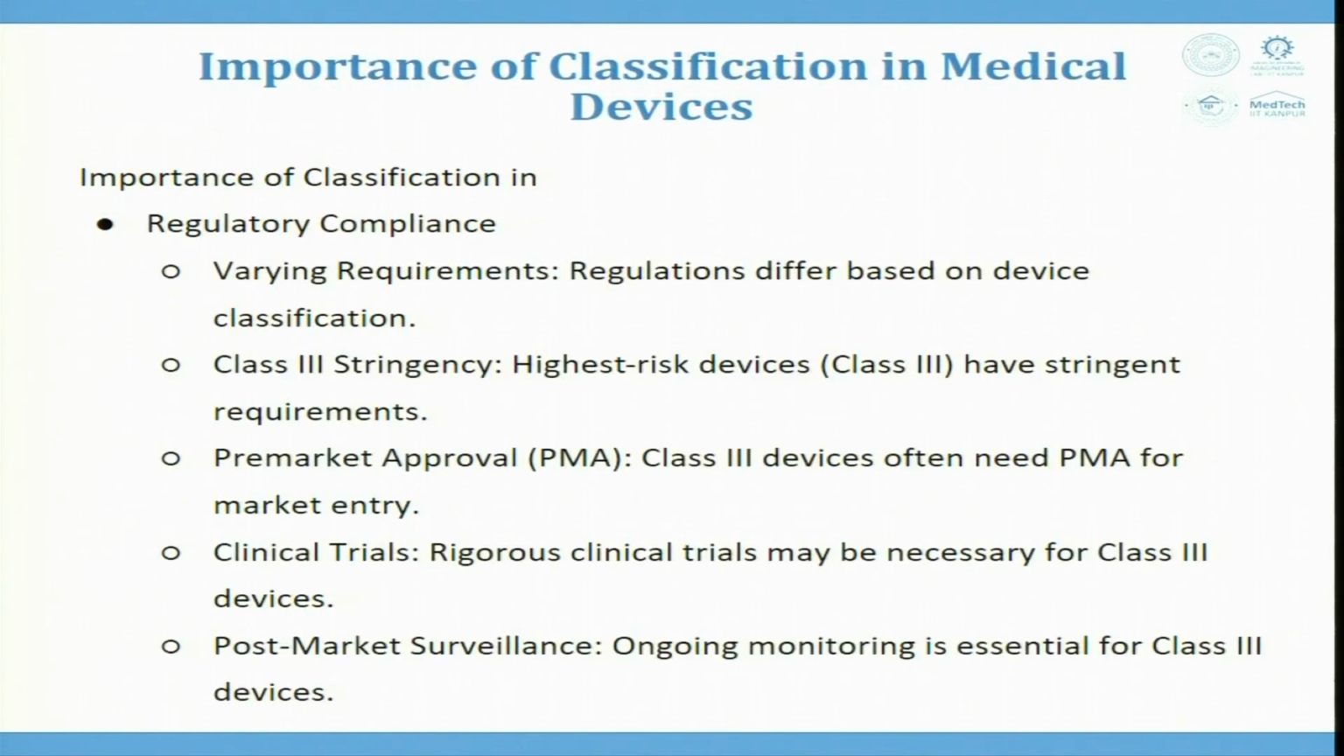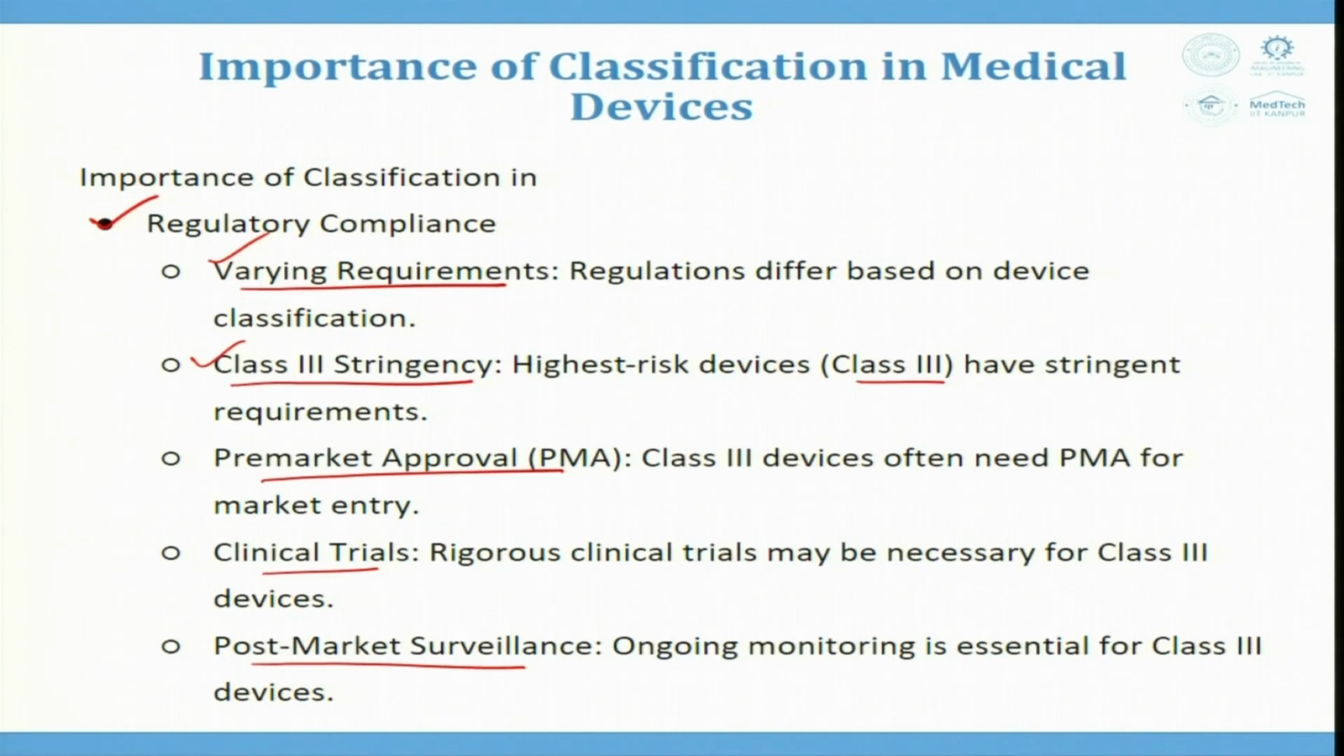Now, the importance of classification is in regulatory compliance, that is, varying requirements are there, and class 3 stringency is more important to be taken care of when we talk about medical devices in the US. Pre-market approval, that is PMA, is required. Clinical trials and post-market surveillance are to be taken care of. Varying requirements means the regulations differ based on the medical devices or the country. Class 3 stringency means high risk devices, that is, class 3 devices have stringent requirements.